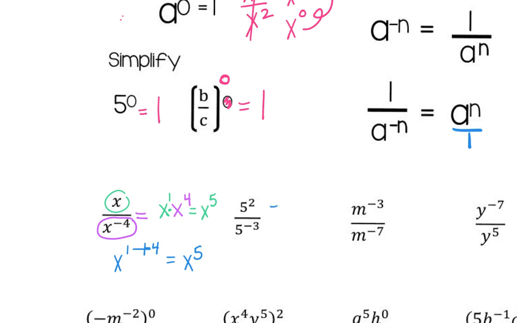5 squared divided by 5 to the negative 3rd, we could subtract here to get 5 to the 5th power. We could also rewrite this as 5 squared times 5 to the 3rd power, still giving us 5 to the 5th power.